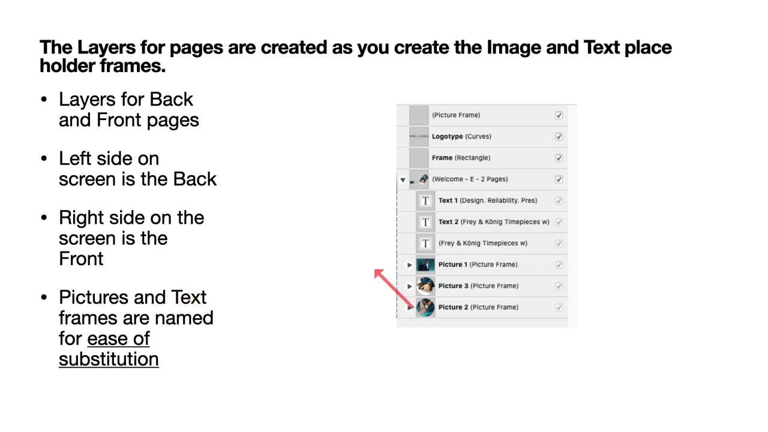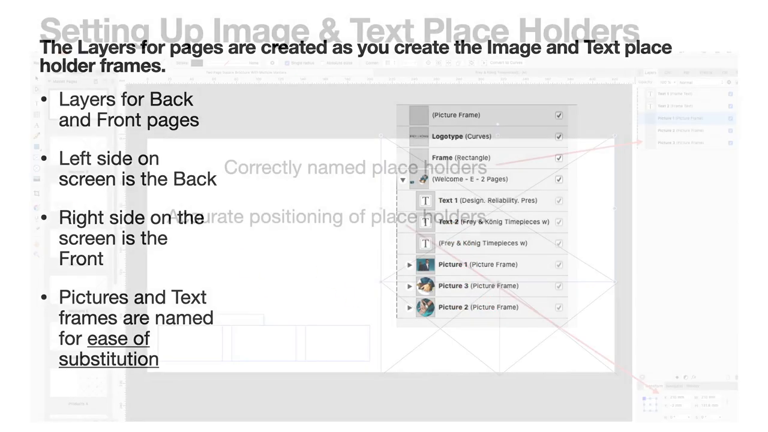Pictures and text frames are named for ease of substitution. In other words, you don't want to be looking for different layer names every time you open a new frame. Name them consistently.